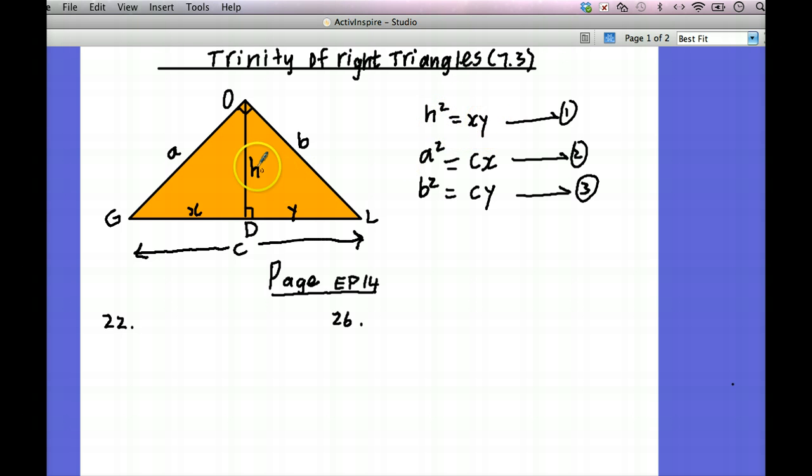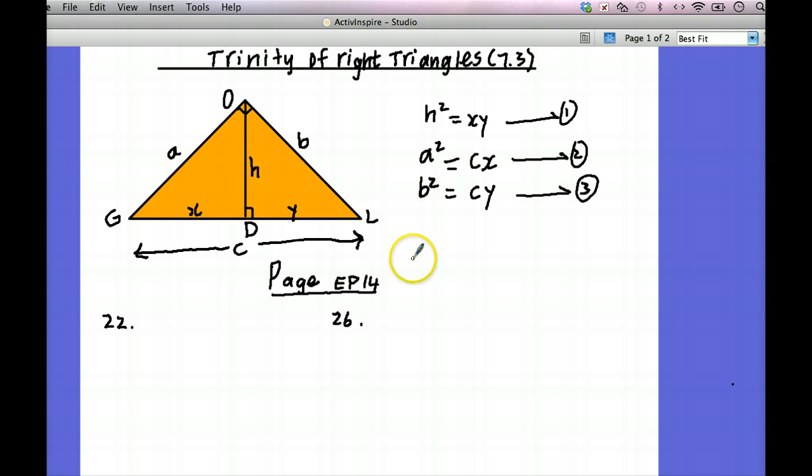H squared is x times y. So if you know x and y, you can find h. A squared is c times x, and b squared, which is the other leg of the overall right triangle, is equal to c, which is the hypotenuse of the overall triangle, times the segment of the hypotenuse which is next to the b. And I'd like you to clearly see that. I should point out here that a squared, which has to do with this leg, is going to be c times the segment of the hypotenuse which is adjacent to the a in question.